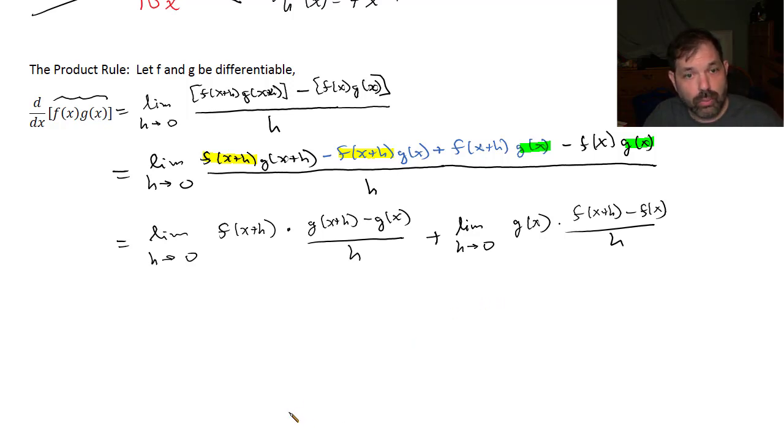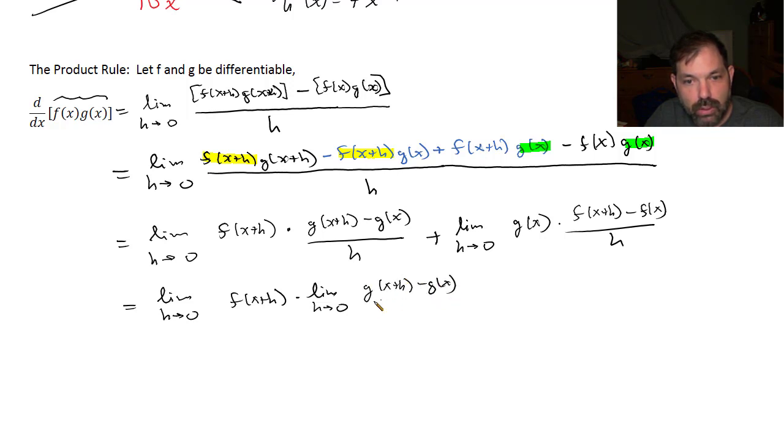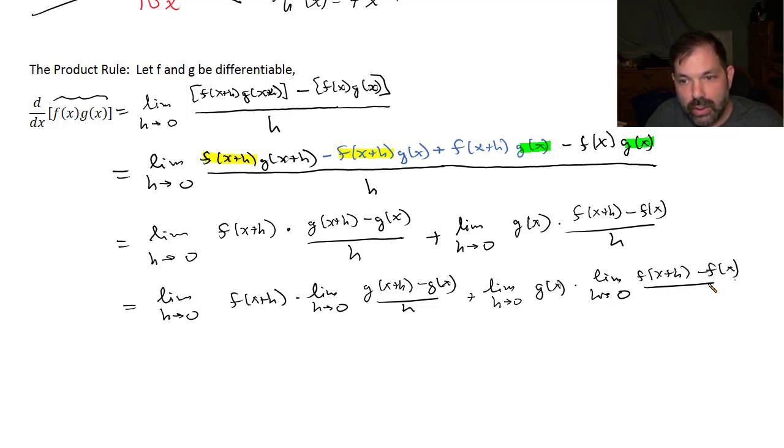Now I'm going to use some properties of limits. I'm going to break up this first limit. Actually, I'm going to break up both of these limits into two limits. This is the limit with h approaching 0 of f of x plus h times the limit with h approaching 0 of g of x plus h minus g of x over h, plus the limit with h approaching 0 of g of x times the limit with h approaching 0 of f of x plus h minus f of x over h.